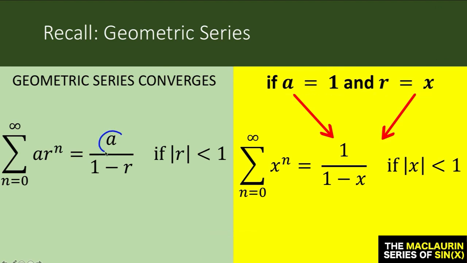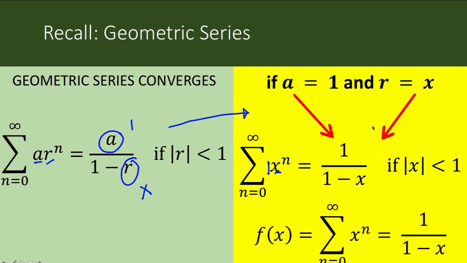So we're going to replace this a with 1 and this r with x. And we will arrive at this result. Everything else is the same except that instead of A, we replace it with 1. Instead of R, we replace it with X. And so every time we see A, we now have 1. Every time we see R, we now have X.